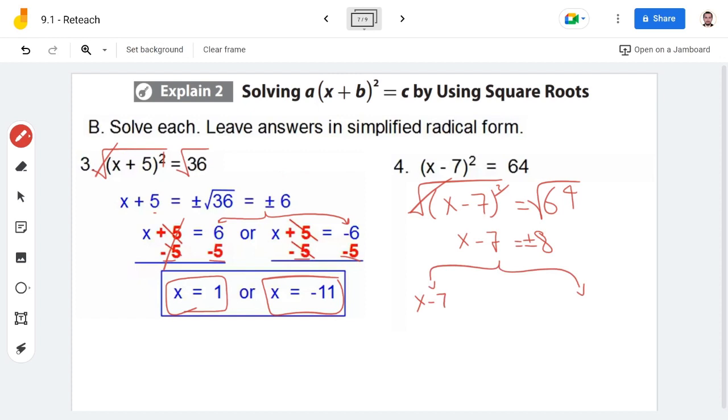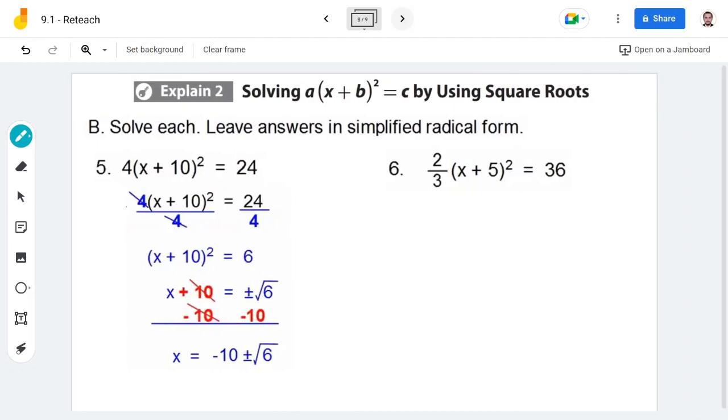So first one, x minus 7 equals positive 8. x minus 7 equals negative 8. Now you can solve them. Add positive 7 to both sides and cancel this out. So x equals 8 plus 7, which is 15. Here, add positive 7 to both sides, cancel these two out. x equals 15. Sorry, not 15. Negative 1. Okay? Negative 1. So that's the answer.